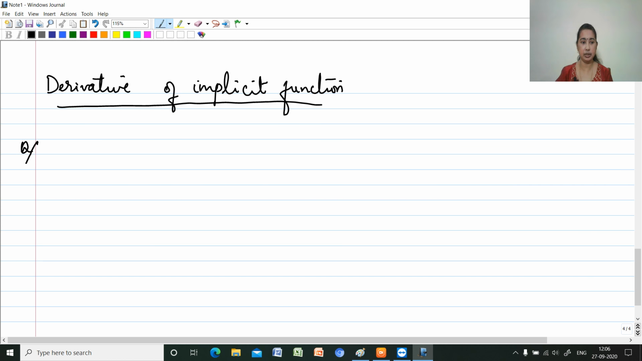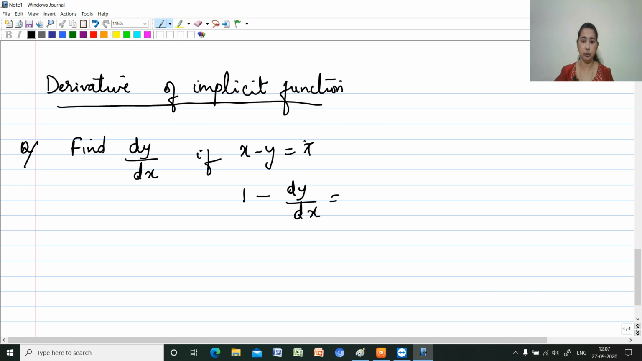So the question is, find dy/dx if x minus y is equal to pi. First we have to differentiate this with respect to x. Differentiating with respect to x, this equation becomes: the derivative of x is 1, minus the derivative of y is dy/dx, equal to, since pi is a constant, differentiating we get 0. So what is dy/dx? Minus dy/dx equal to minus 1, or dy/dx equal to 1.